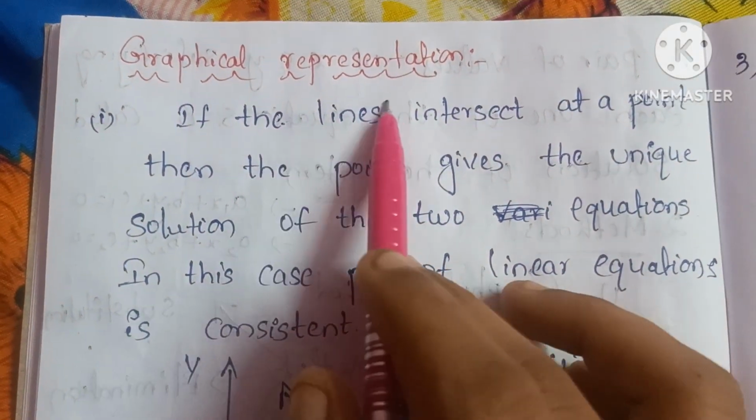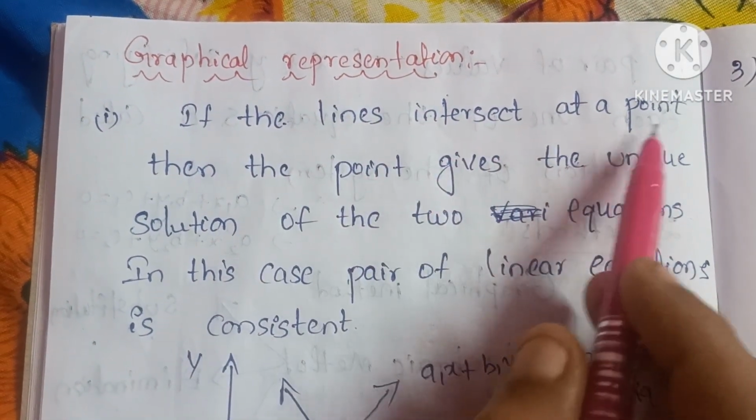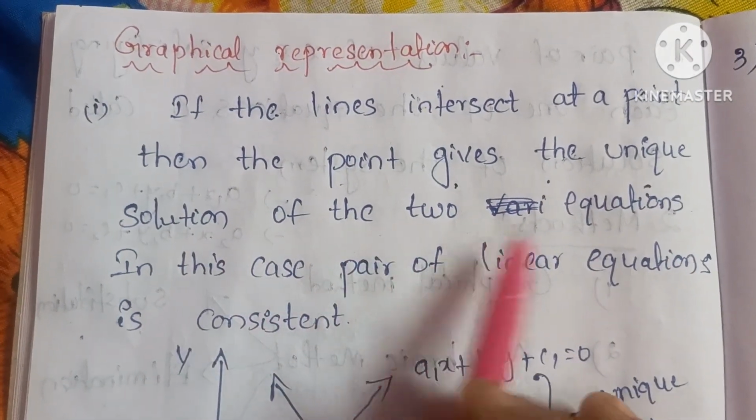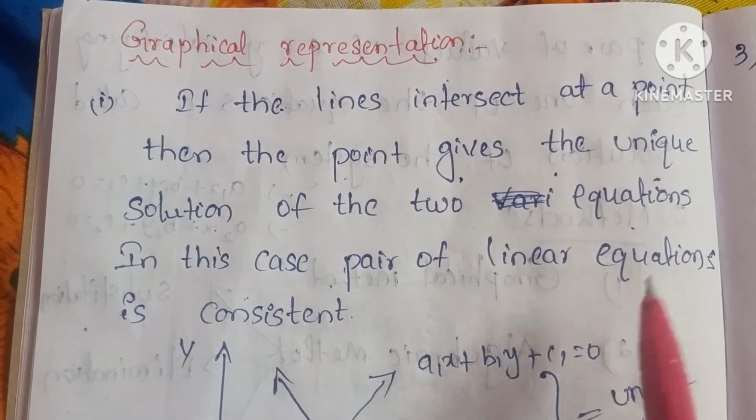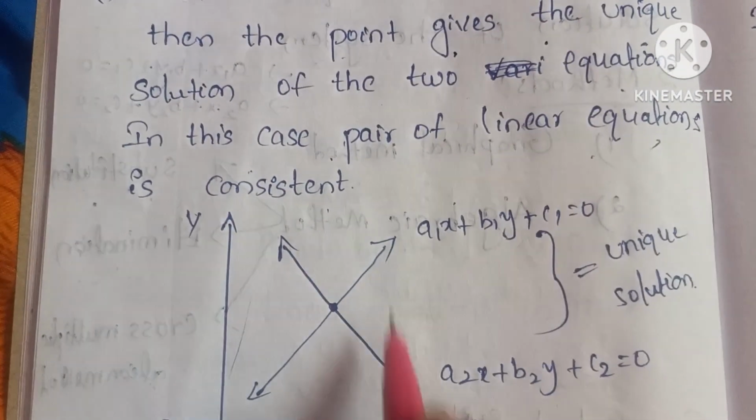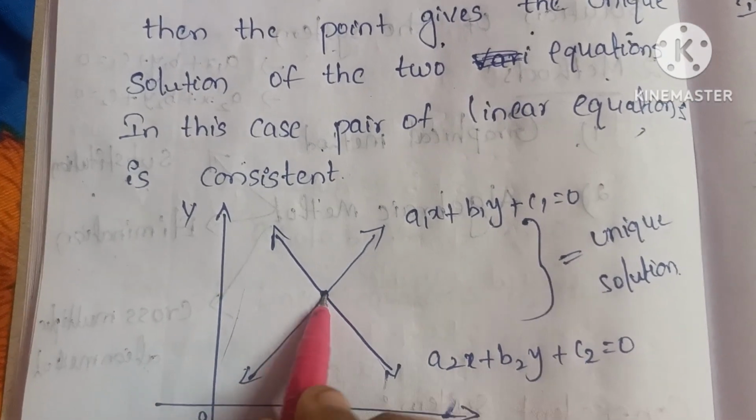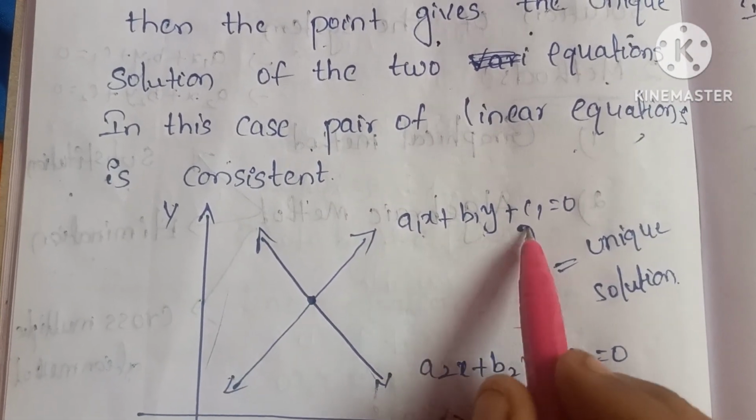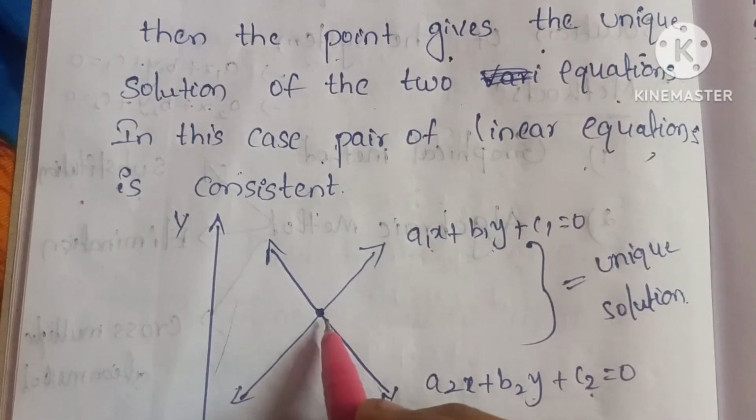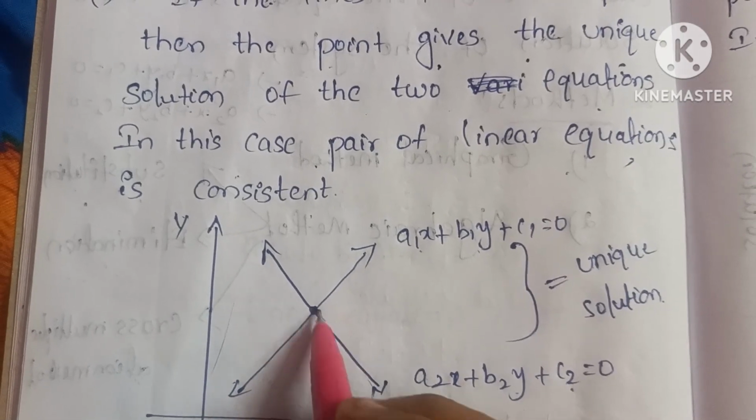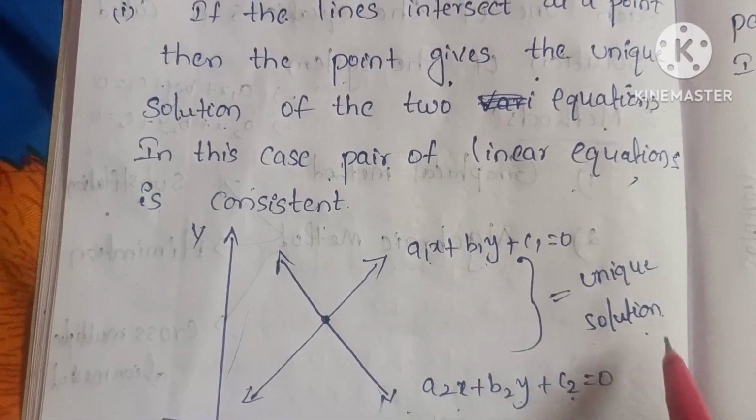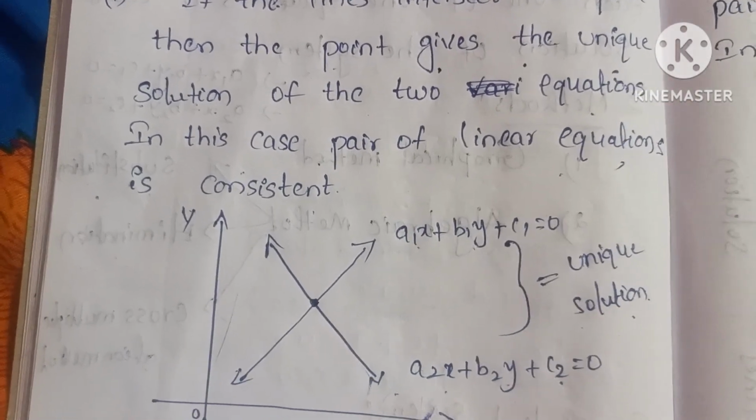Next one, graphical representation. If the lines intersect at a point, then the point gives the unique solution of the two equations. In this case, the pair of linear equations is consistent. In this graph, two lines are intersecting at one point. This is a1x plus b1y plus c1 equals 0. This is a2x plus b2y plus c2 equals 0. In this case, two lines are intersecting at one point. This is called the unique solution of graphical representation.